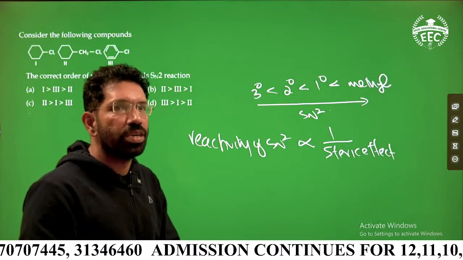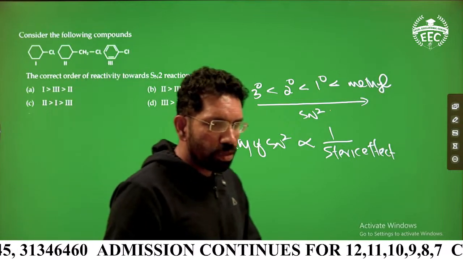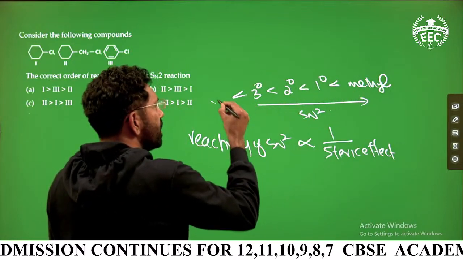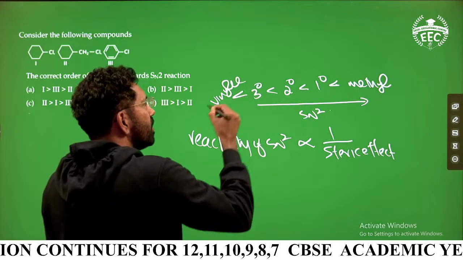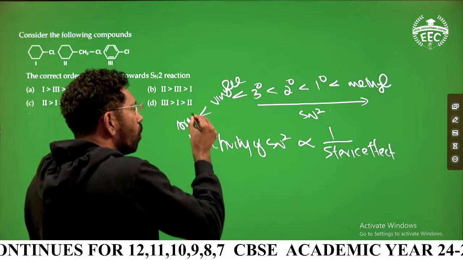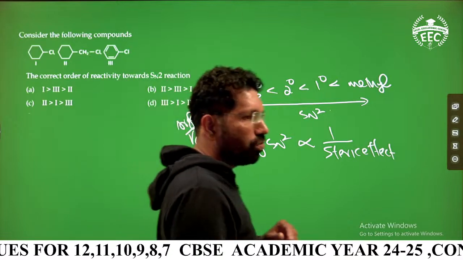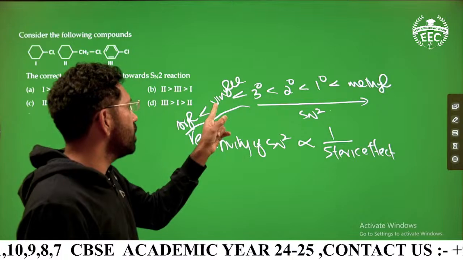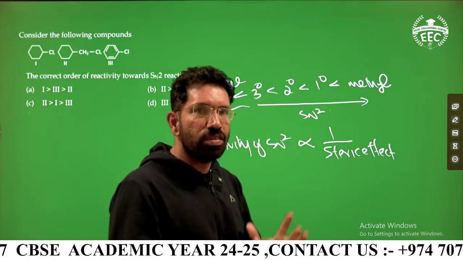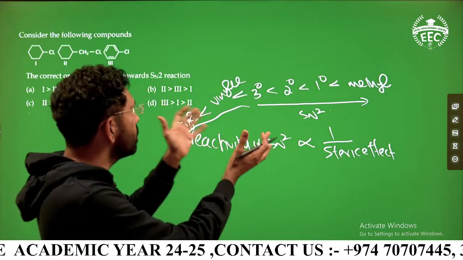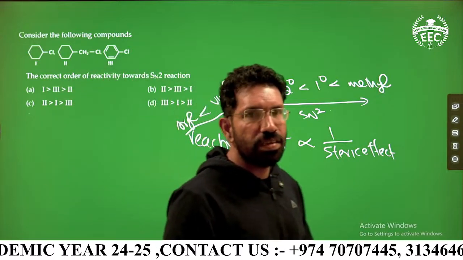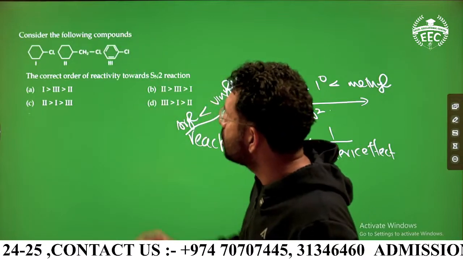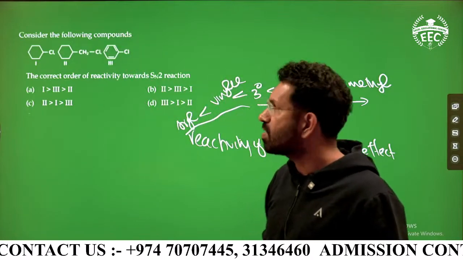effect, which we studied already. So now you have to classify them. Then you can say vinylic, then aryl. This is the order of reactivity of SN2: methyl, primary, secondary, tertiary, vinylic, aryl. Compare this and here you will get the answer. See, we are discussing the answer now. So this is number 1, number 2, number 3, the correct order of reactivity towards SN2.